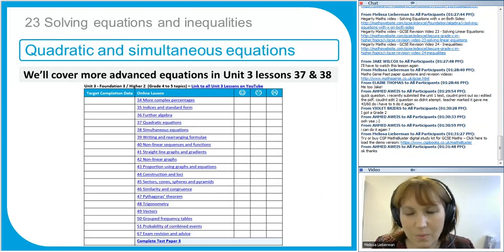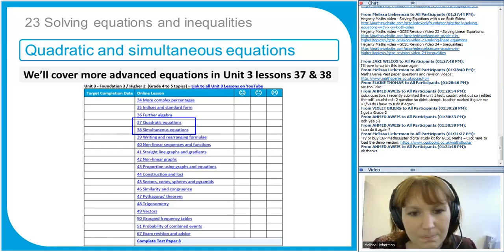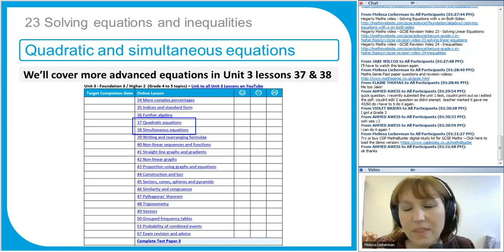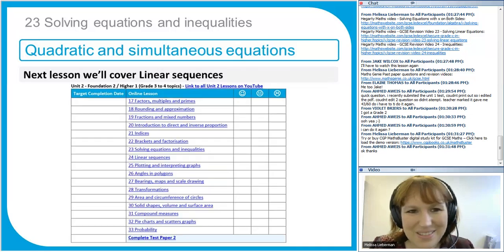Okay, now when we go on to Unit 3, I will cover quadratic equations and simultaneous equations in lessons 37 and 38. As I said, these are new topics to foundation tier. They've always been in higher tier, so everyone has to do them. But you need to be really good at the easier equations first before you can attempt these more difficult equations later on. So there will be more to come. But don't worry, we've still got plenty of time.